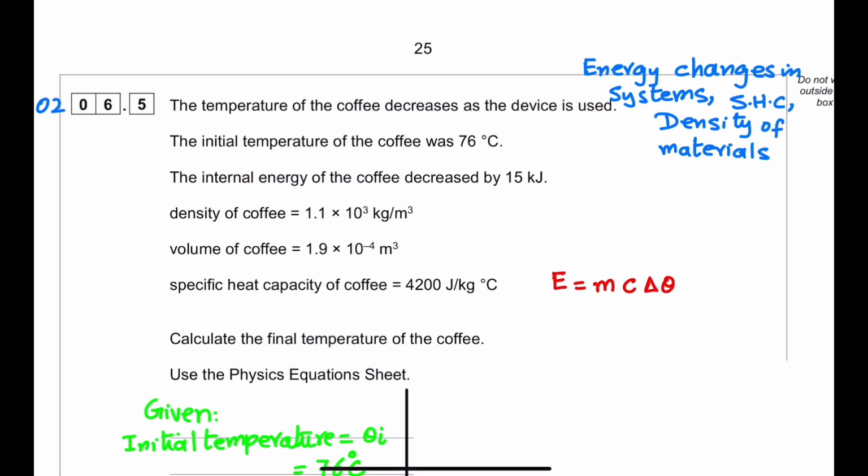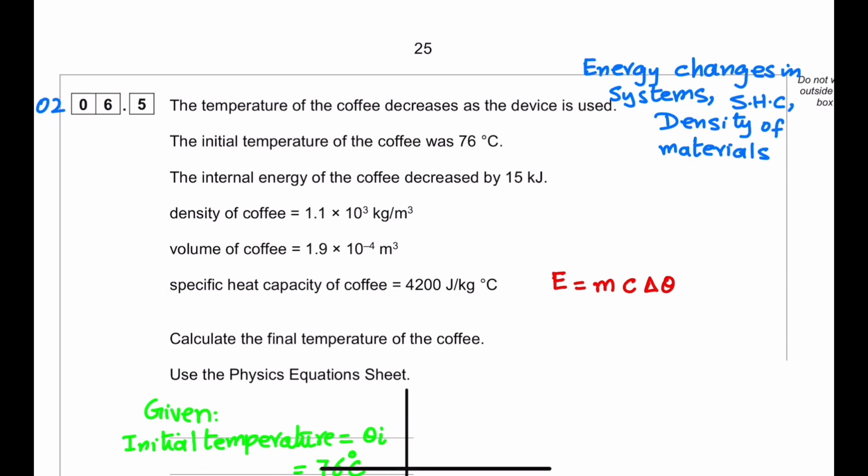The density of the coffee is given. The volume of the coffee is also given in our question. The specific heat capacity of the coffee is also given, that is 4200 joules per kilogram degree Celsius. Calculate the final temperature of the coffee.